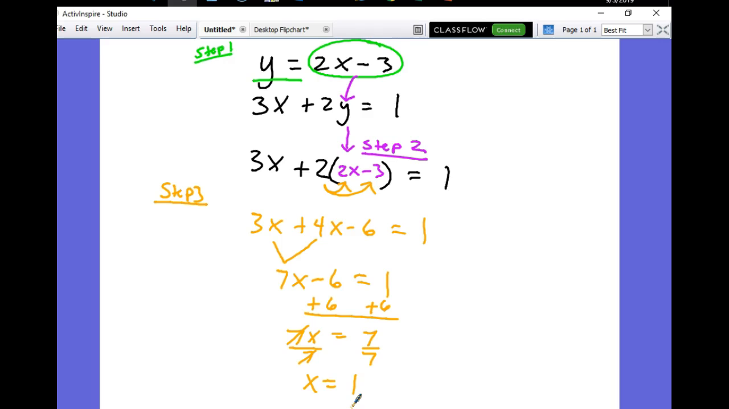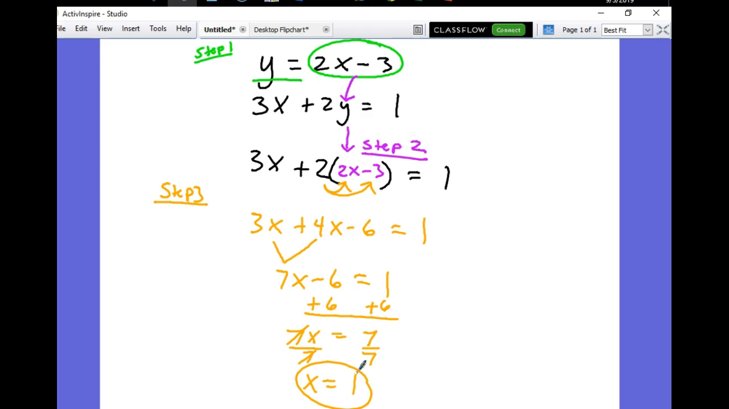Now, we're not done, though. You'll notice the steps are not complete. So what is the next step that we wrote down, say, after step 3? Plug your answer into either original equation and solve for the other variable. We're going to take this answer, x equals 1. I'm going to plug 1 in for x to either one of these so I can find out what y is.